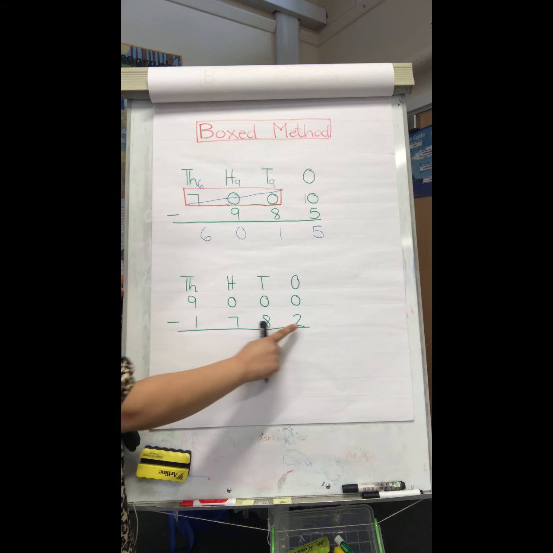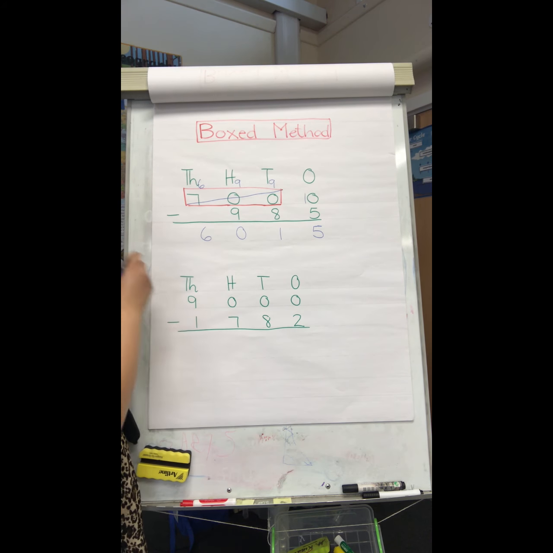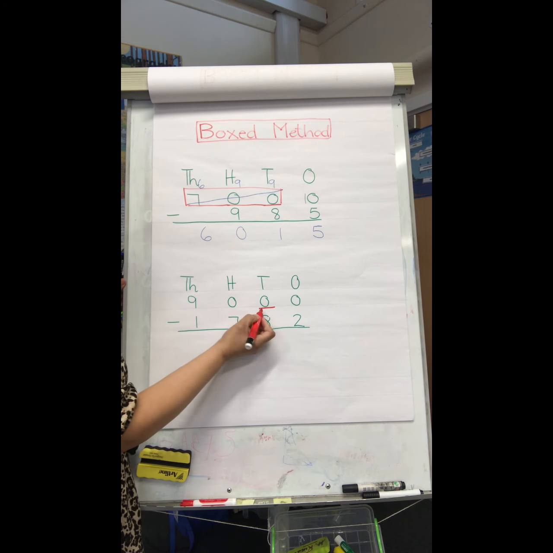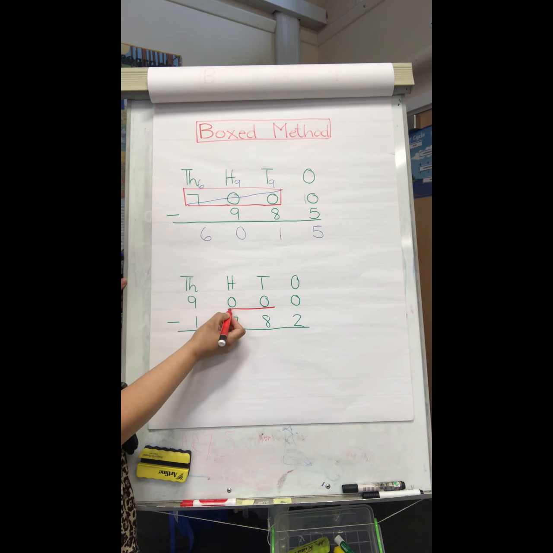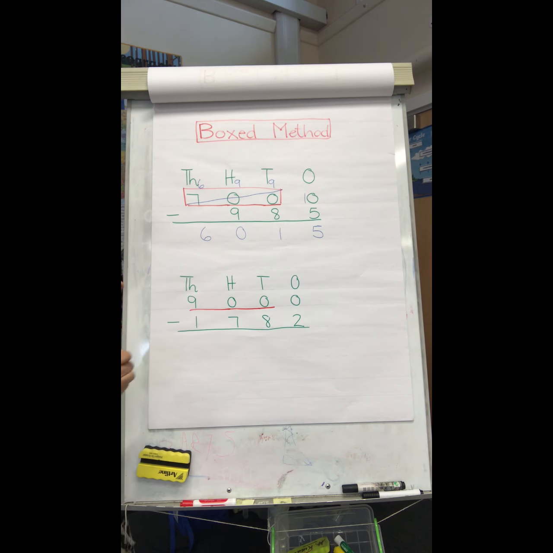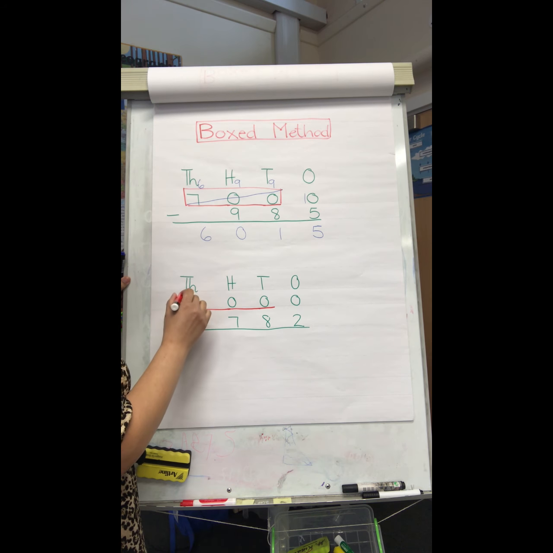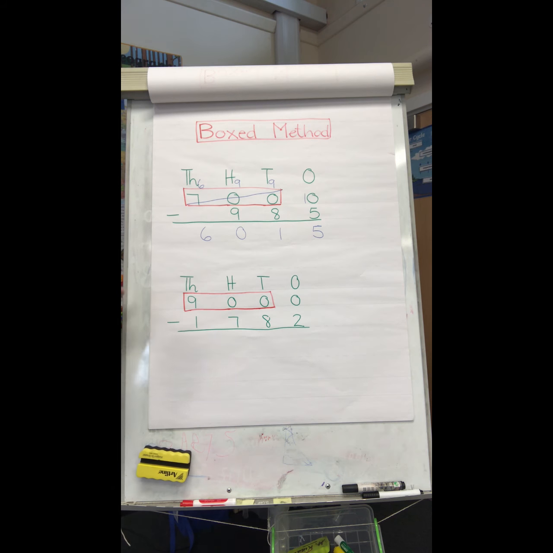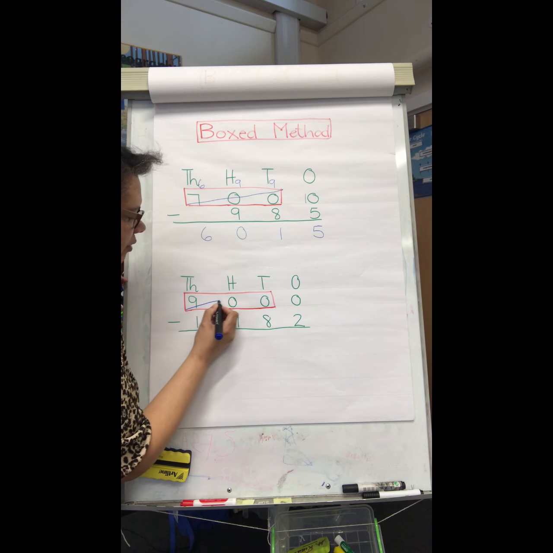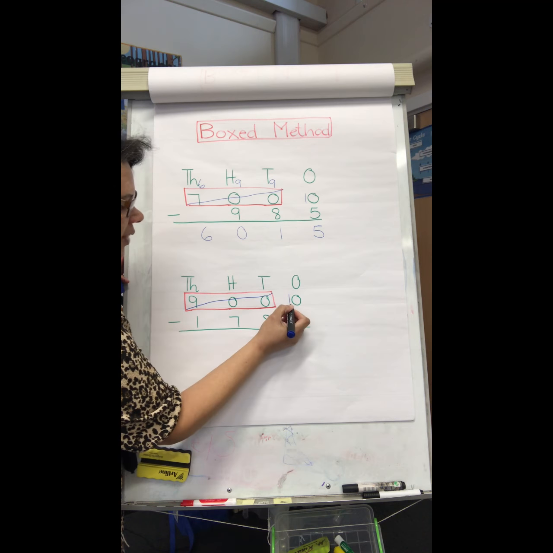So 0 take away 2, we cannot do it, so we need to borrow. So let's go and borrow from the tens column. Oops, there's nothing there as well. Let's go to the hundreds column. Oops, even the hundreds have nothing to borrow. Let's continue. Aha, the thousands have something there. They have 9,000. So we are going to box it up all the way until we got to the 9. So now we need to take away 1 from 9,000. So let's put the 1 there.